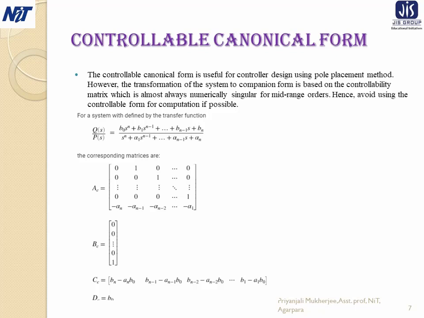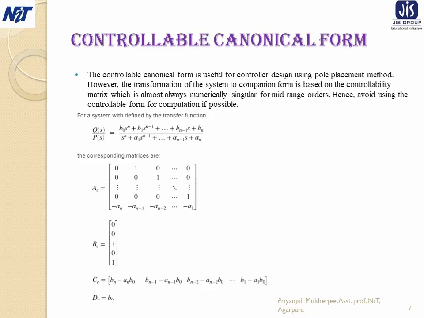So in controllable canonical form, this transfer function can be written as the multiplication of two terms. So this Q(s) by P(s) can be written as Q(s) by R(s) into R(s) by P(s). In this form, we can write the same transfer function. Next, we will consider the transfer function, and then we will use the cross multiplication method, and we will write the differential equation corresponding to that equation.